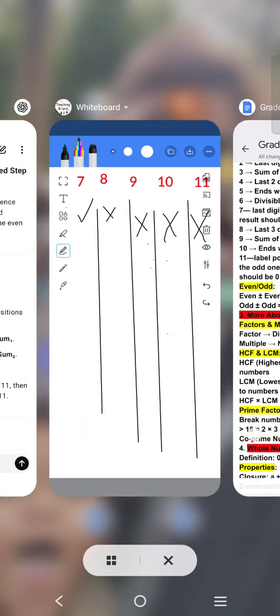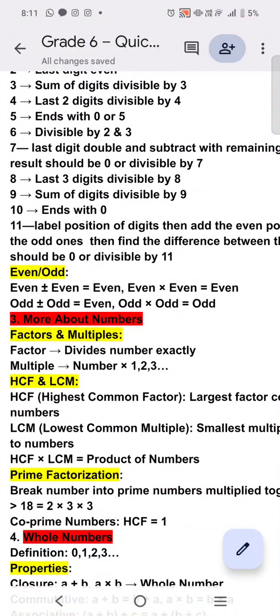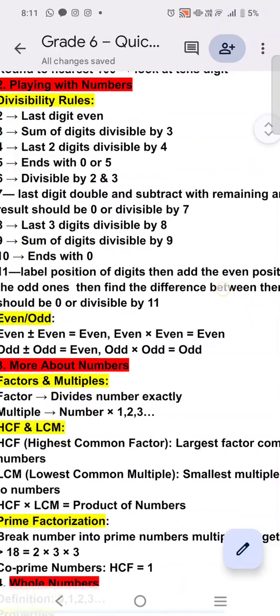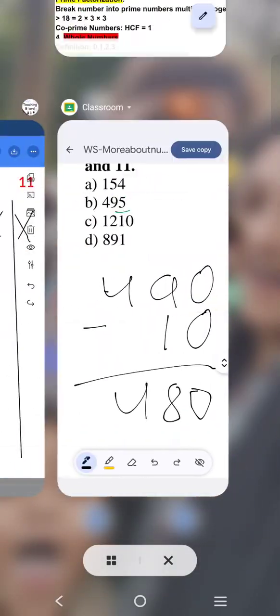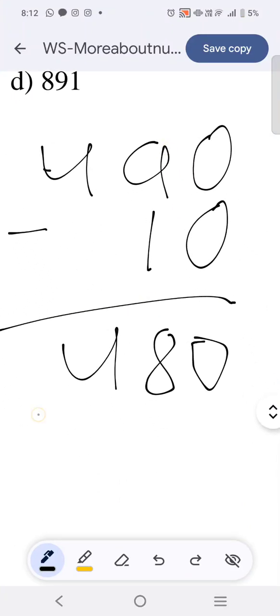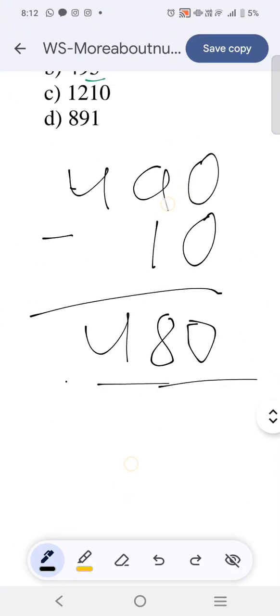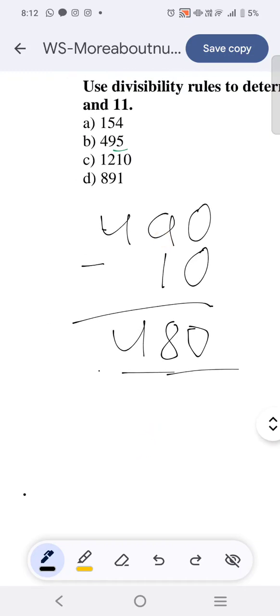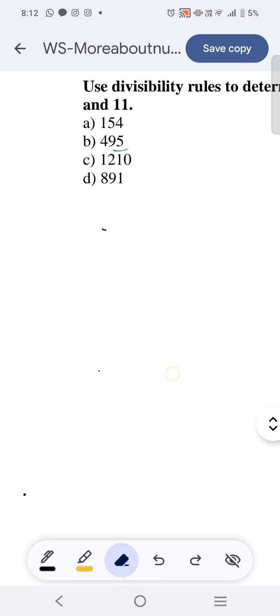Okay, now what we'll do is, the result should be 0 or divisible by 7. Okay, the result is not 0, but it might be divisible by 7, because 48 is in the 7 table. No, 49 is in 7's table. So I don't think it might be there. Now let's test it out.